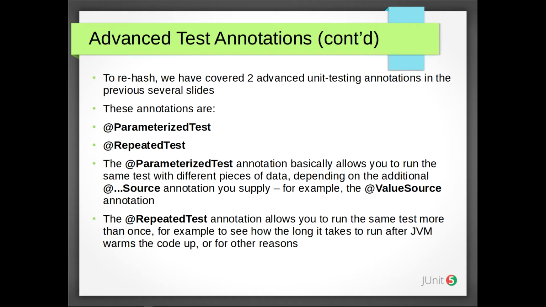The @ParameterizedTest annotation basically allows you to run the same test with different pieces of data, depending on the additional @...Source annotation you supply. For example, the @ValueSource annotation or the @EnumSource annotation, etc. The @RepeatedTest annotation allows you to run the same test more than once. For example, to see how long it takes to run after the Java Virtual Machine warms the code up, or for other reasons.